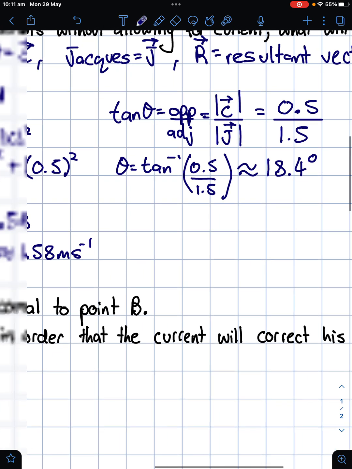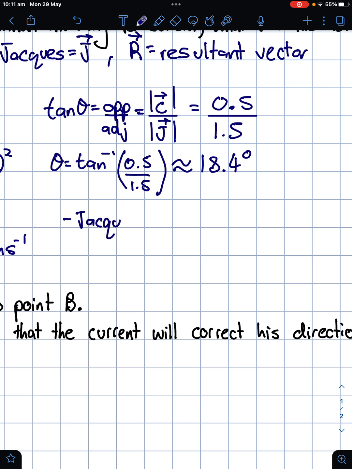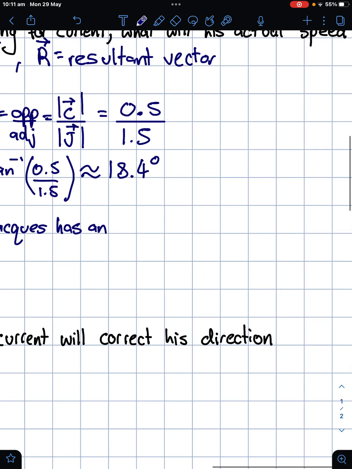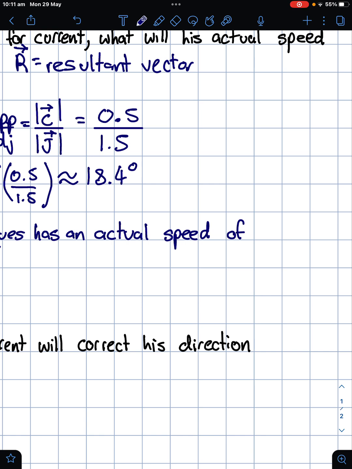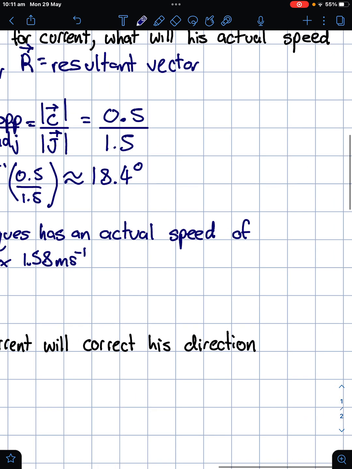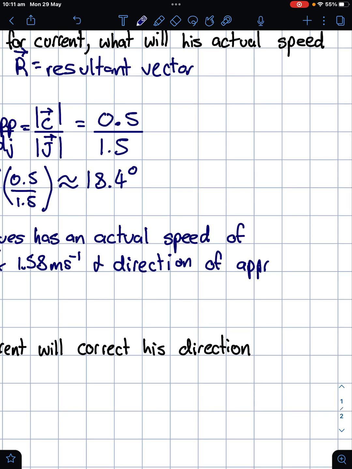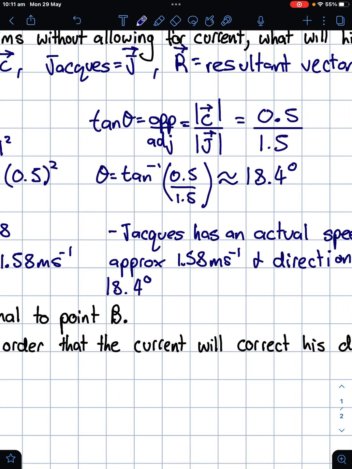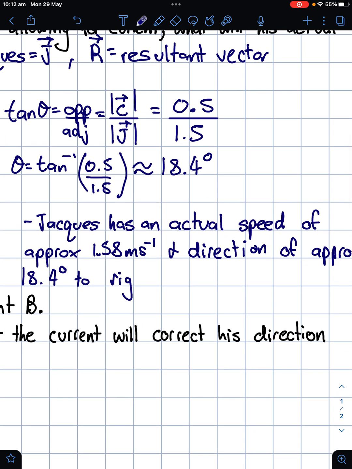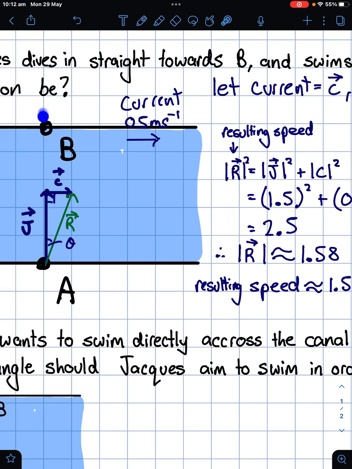So even though he's swimming, now we need to state this answer, because when we put these two things together, it's now going to become a vector again. So we're going to write: Jacobs has an actual speed of approximately 1.58 meters per second and direction of approximately 18.4 degrees to the right of his intended line there, or aim or something like that. Whatever, to say that he's going 18.4 degrees from his intended direction.